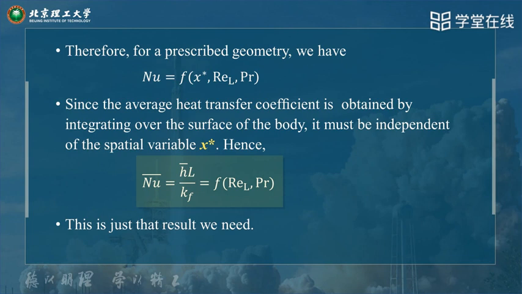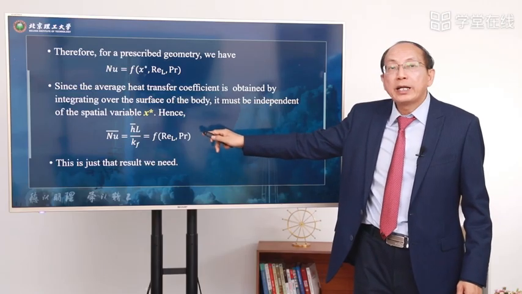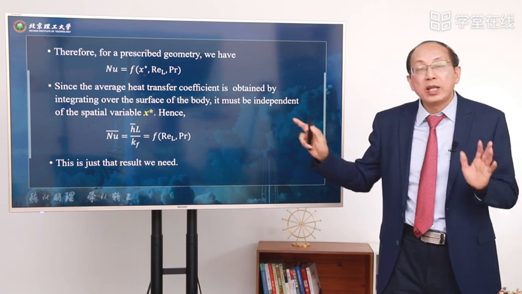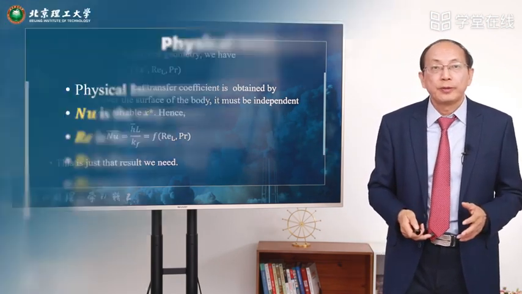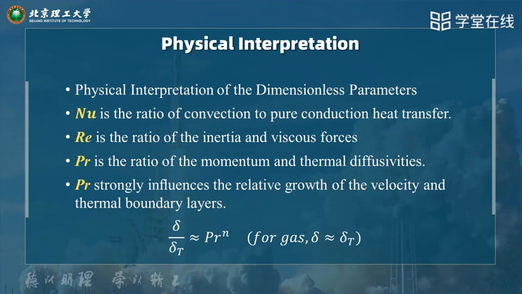So we can guess the solution like this. This is just the result we need. We can obtain this equation. This equation is our guess. It's not a real solution. Here we can give some discussion about the very special numbers: Nusselt number, Reynolds number, and Prandtl number.